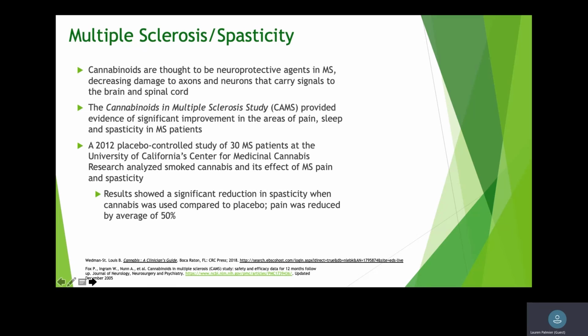There was a placebo controlled study of 30 MS patients at the University of California Center for Medical Cannabis Research, and they looked at smoked cannabis and its effect on MS pain and spasticity. Results showed a significant reduction in spasticity when cannabis was used compared to placebo, with patients reporting pain reduced on average by 50%.